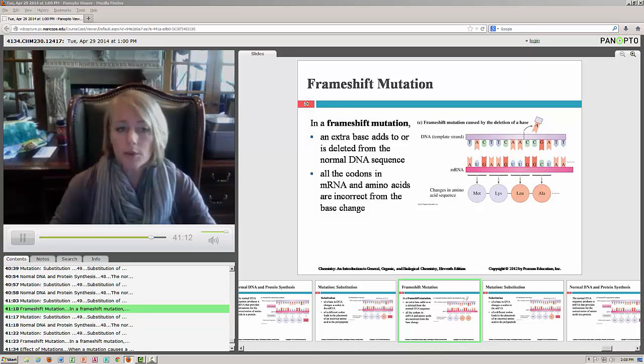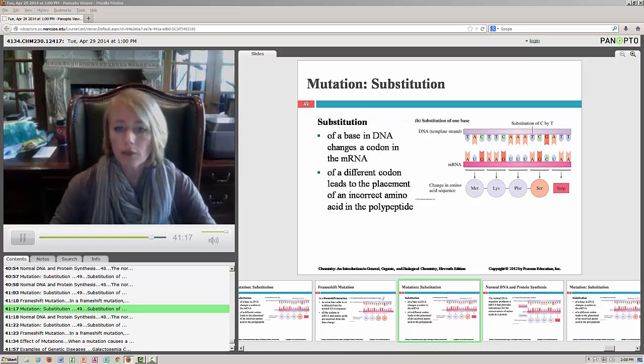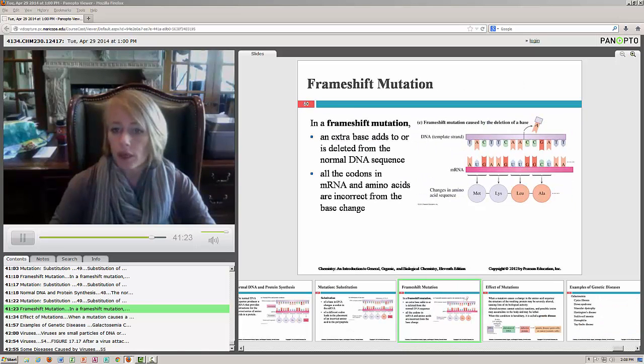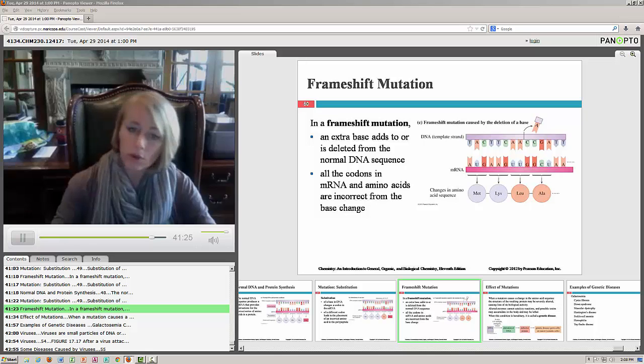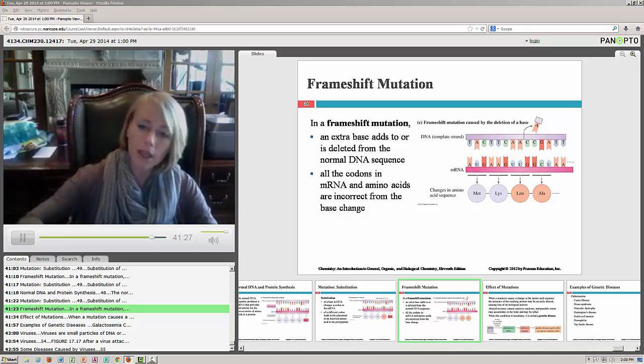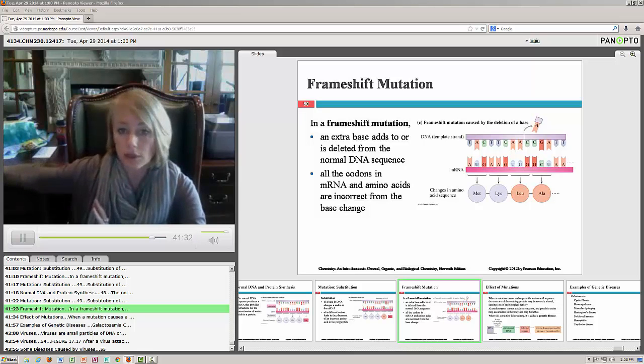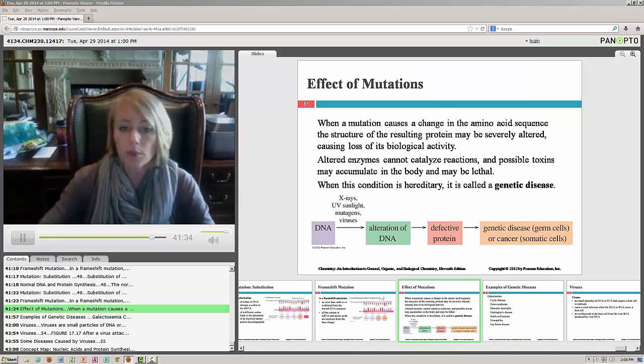With a frameshift mutation, one of the bases has been removed. In this case, we went from an original strand of methionine, lysine, phenylalanine, glycine, and then with the frameshift mutation, we went to methionine, lysine, and then leucine, and all the amino acids after that are going to be different. So frameshifts are pretty serious.